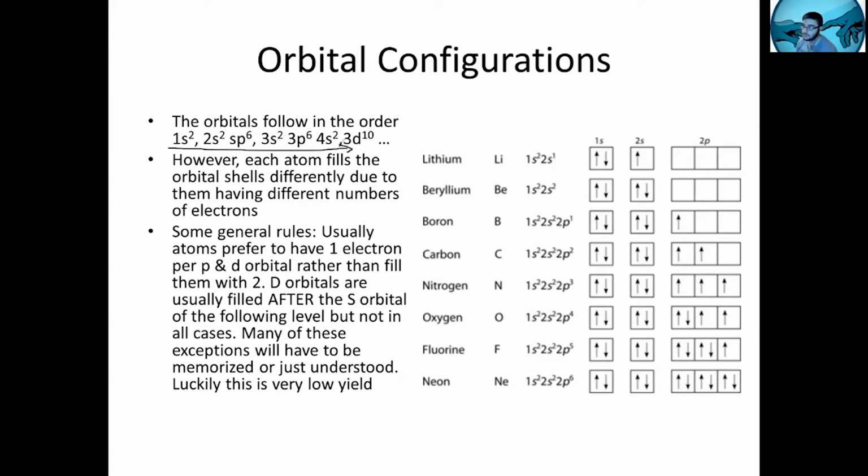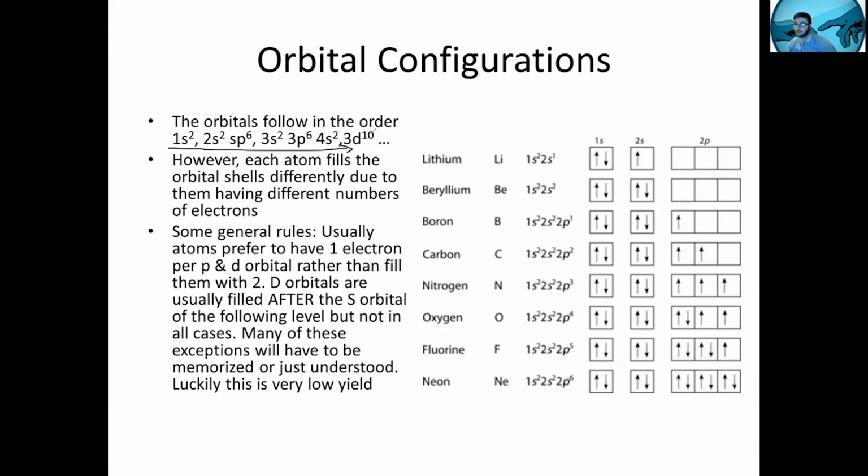This is based on energy, which configuration is the most energetically stable and favorable. We're not going to get too deep into that because it's not as important, but just know that usually this is the case. Each atom fills the orbital shells differently due to them having different numbers of electrons, obviously. This is the general pattern, but there are many exceptions. This is one part of chemistry that has a ton of exceptions.